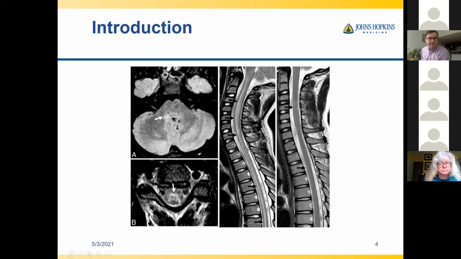So AFM is an exceedingly rare polio-like illness affecting primarily children. And on this slide, you can see some of the classic MRI findings associated with AFM with the predominant gray matter involvement seen here.